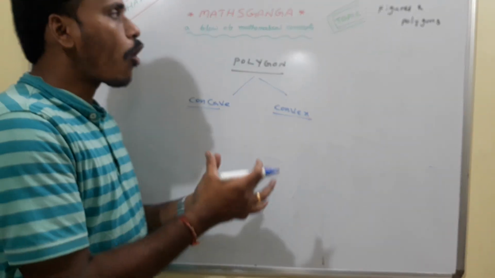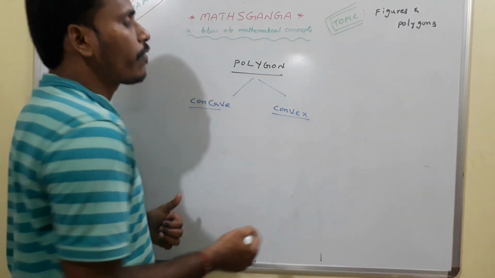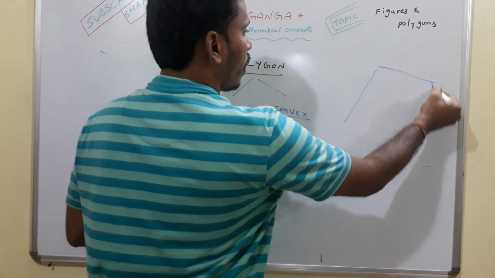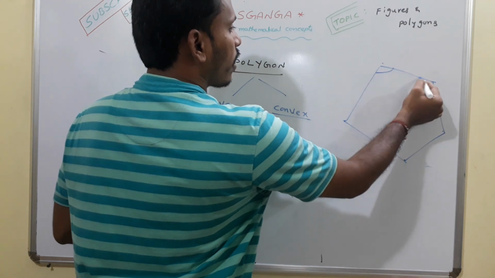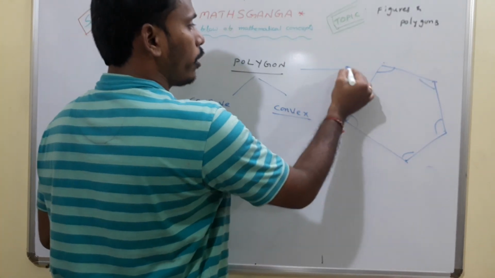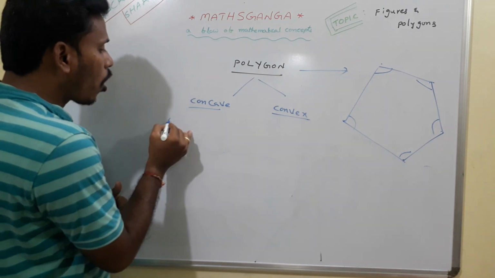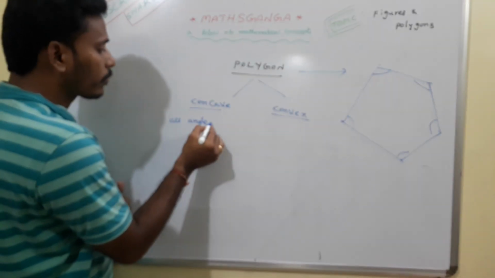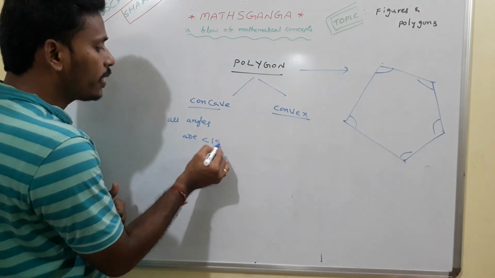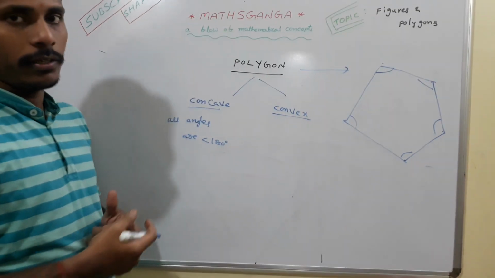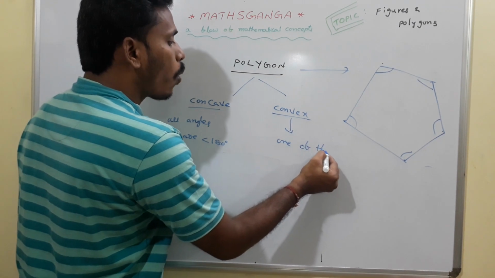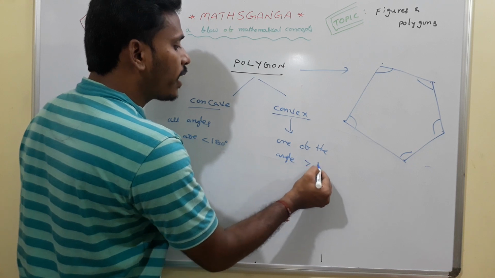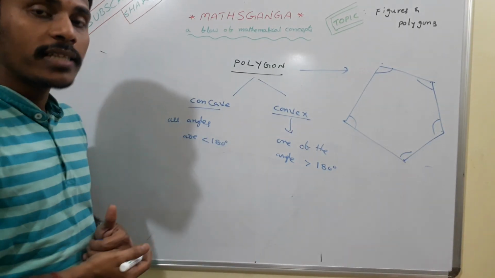Concave polygon means, in any polygon which is formed by different lines, it forms different angles also. For example, I have a polygon like this, a polygon having 5 sides. It has 5 vertices as well as 5 angles. Okay, this is one polygon. So in that polygon, if all angles are less than 180 degrees, it is said to be a concave polygon. Whereas coming to convex, one of the angles is more than 180 degrees. If one of the angles is more than 180 degrees, we call it a convex polygon.